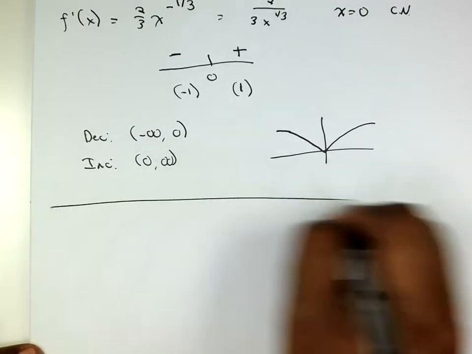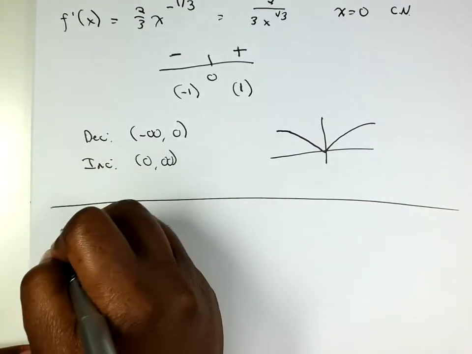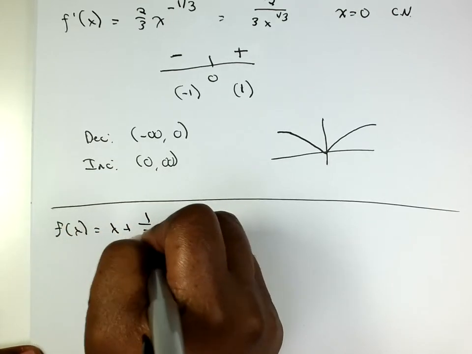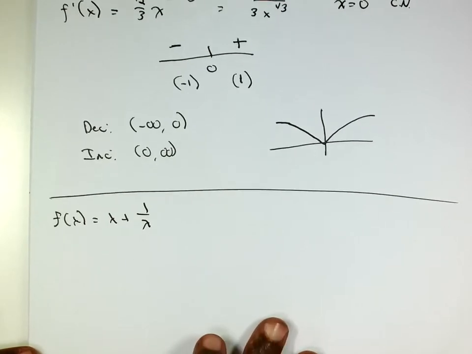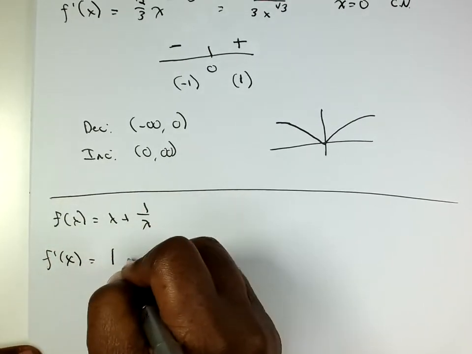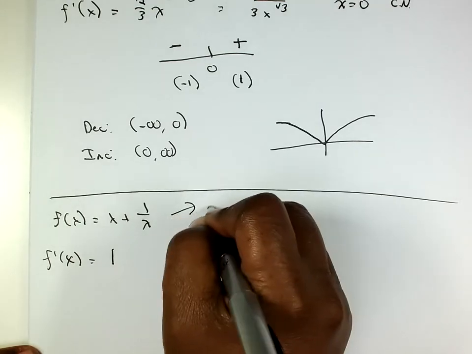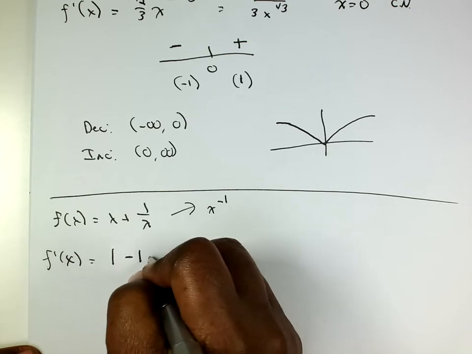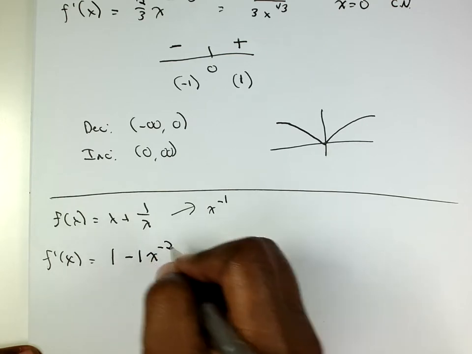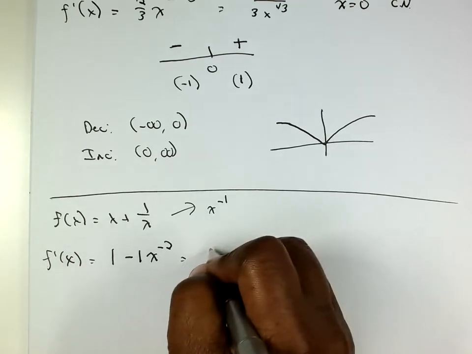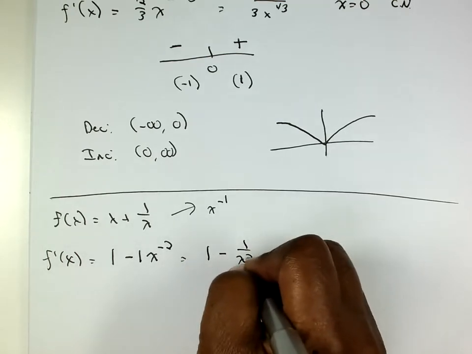Alright, my next one, we have f of x is equal to x plus 1/x. So find the derivative. We get 1. Remember that 1/x is the same as x to the -1 power. So that would give me -1 x to the -2 power. So 1 minus 1/x squared.